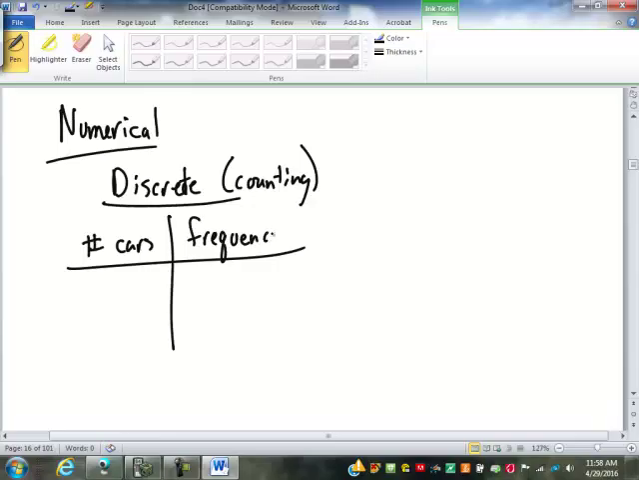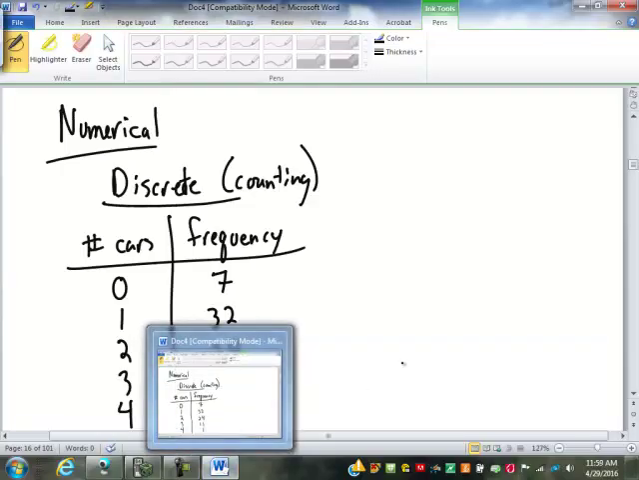And the frequency table for that is going to look almost exactly like the categorical frequency table. So 0, 1, 2, 3, 4. Let's say that nobody in our survey had more than 4 cars owned in their household. You might have 7 people surveyed own 0 cars, 32 that own 1, 24 that own 2. Let's see, what is that? 63. 11 that own 3 and 1 that owns 4. And there you have your frequency table.